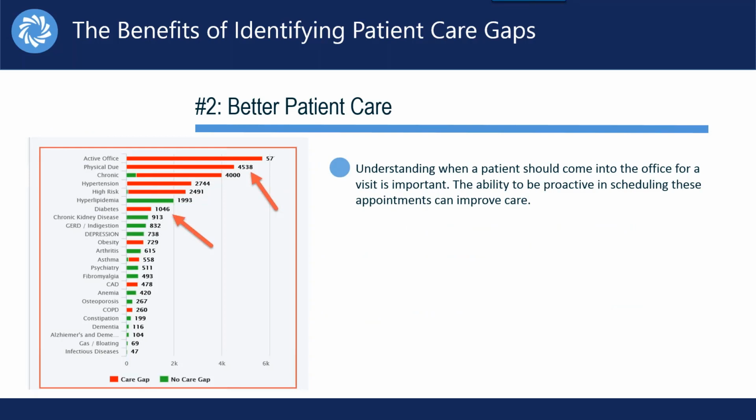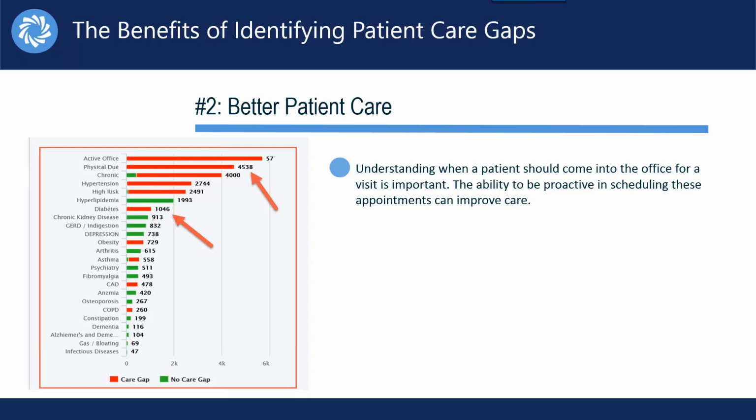Number 2, better patient health care. Understanding when a patient should come into the office for a visit is important. The ability to be proactive in scheduling these appointments can improve care. I actually included a screenshot within this slide because I wanted to show you a little bit of a snippet of what a population health management program can do for you.